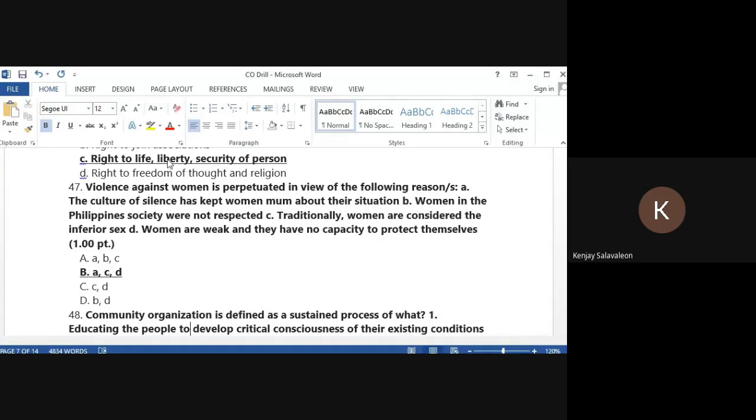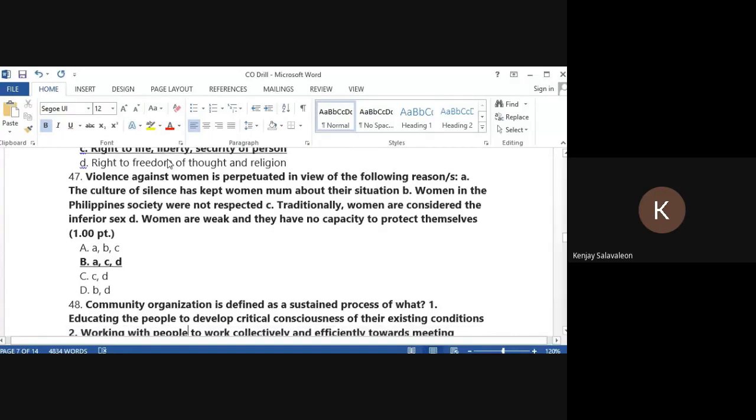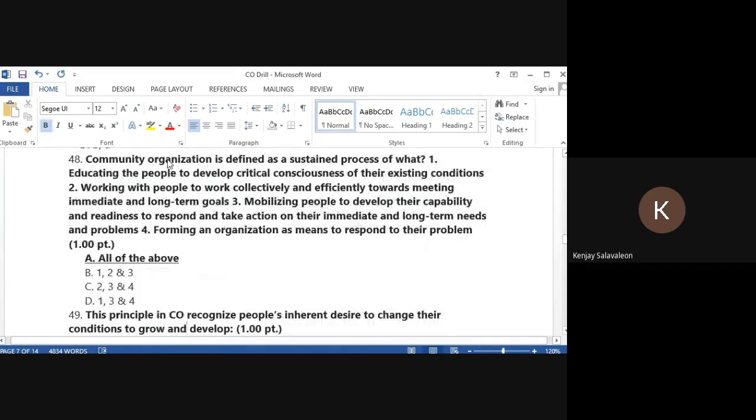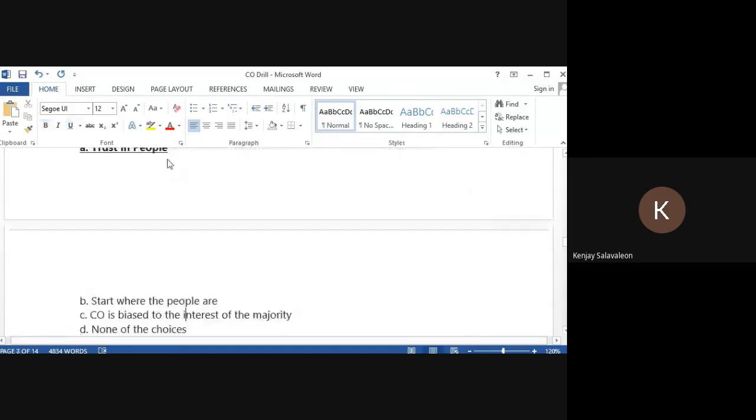Okay. Number 48. Community organization is defined as a sustained process of what? 1. Educating the people to develop critical consciousness of their existing conditions. 2. Working with people to work collectively and efficiently towards meeting immediate and long-term goals. 3. Mobilizing people to develop their capability and readiness to respond and to take actions on their immediate and long-term needs and problems. 4. Forming an organization as means to respond to their problem. So, obviously, apparently, kita natin that all of these are part of the community organization in its effort to sustain the process. Okay, 49. Almost half na lang tayo.